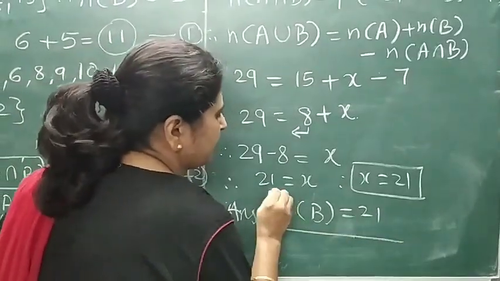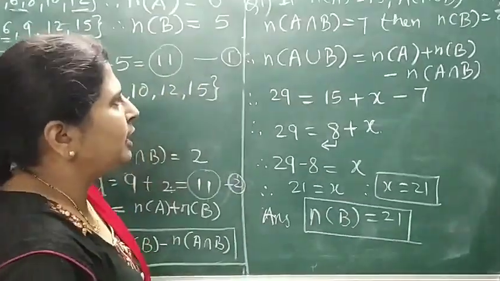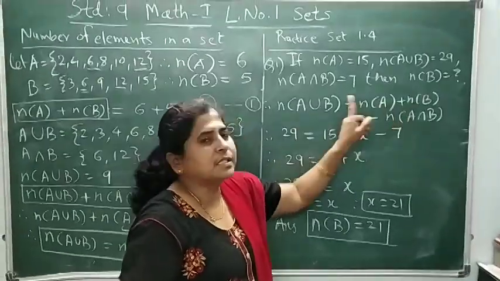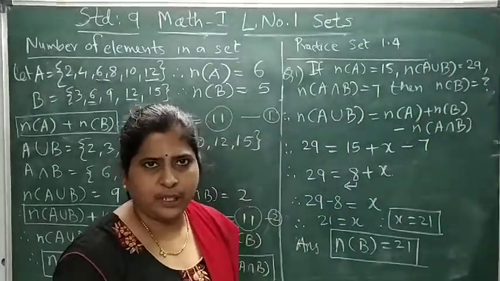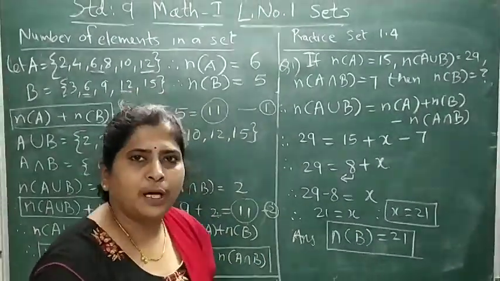So using this property, if we know the values of any three of these, we can find the remaining value using this formula.